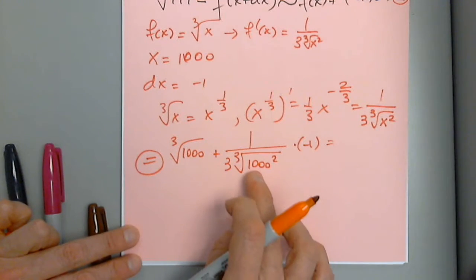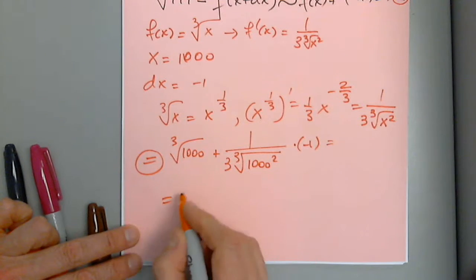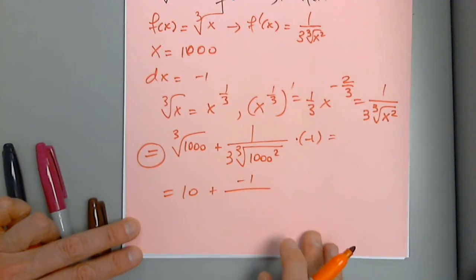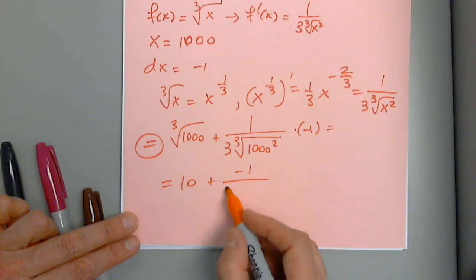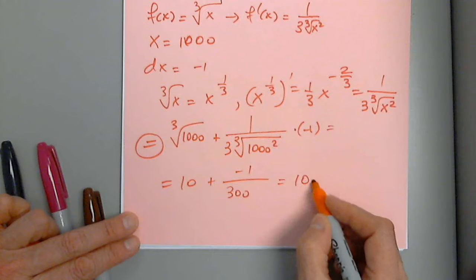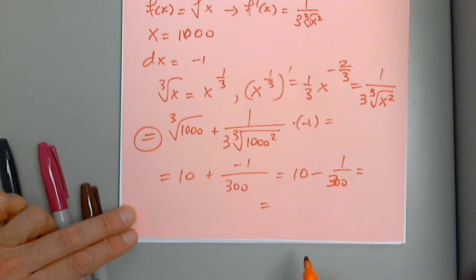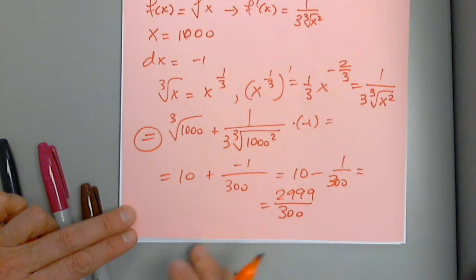I can take the cube root from this because it's 10 times 10. I can take the cube root from this, which is 10. So plus, oh, I should have written minus, but I'm going to do it. So this is 10 times 10, 100 times 3, 300. So 10 minus 1 over 300. 3000 minus 1, 2999 over 300.